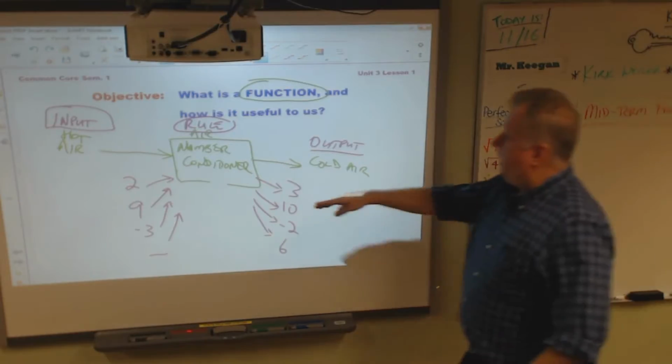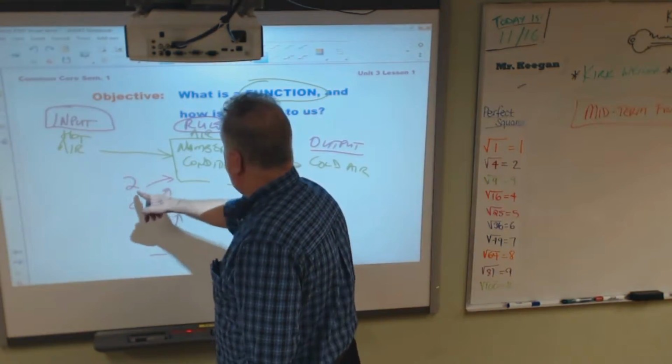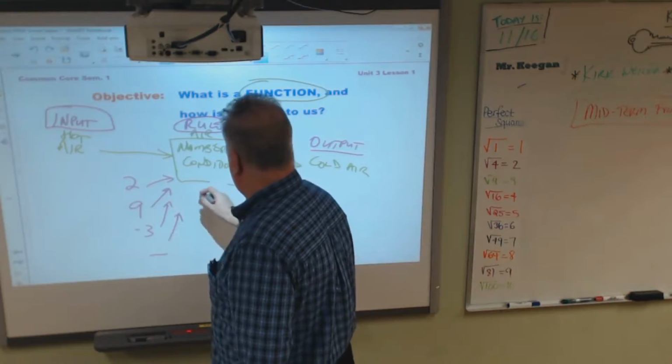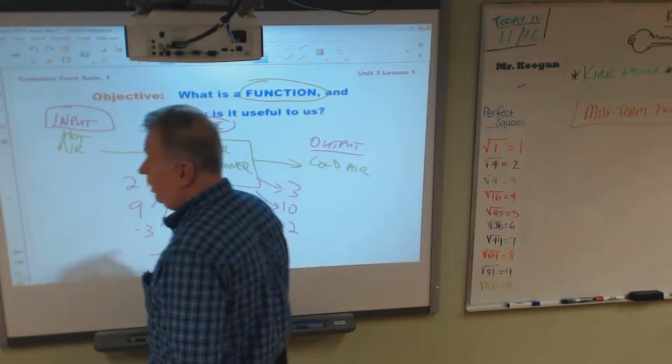All right, so Elijah said plus 1. Whatever you put into it, it's adding 1 to it and spitting it out. So the rule would be x plus 1.